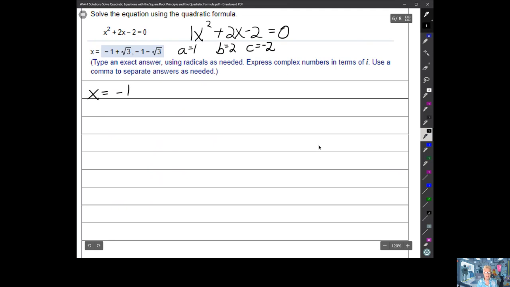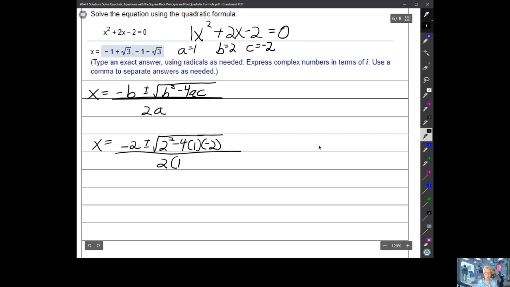X equals negative B plus or minus the square root of B squared minus 4AC all over 2a, and let me make that nice and thick, just to make sure it's visible. X equals negative 2, which is positive so I don't have to put it in parentheses, negative 2 plus or minus the square root of 2 squared minus 4 times 1 times negative 2, all over 2 times 1.